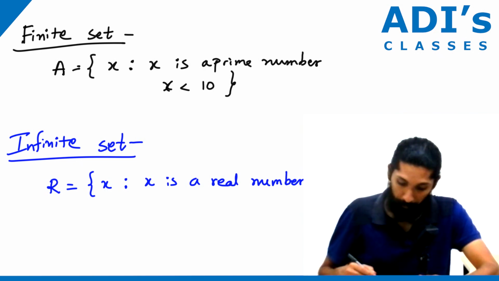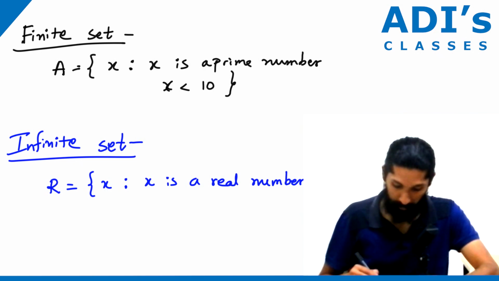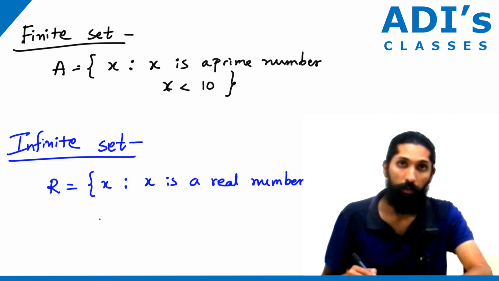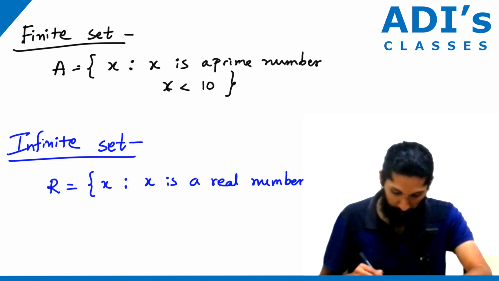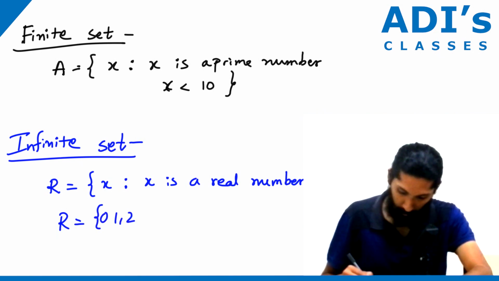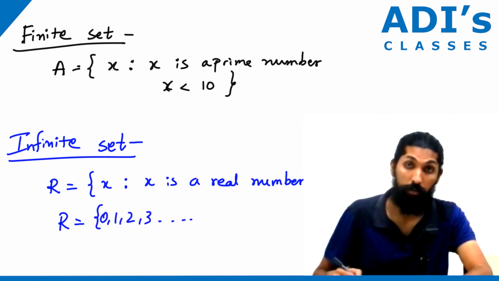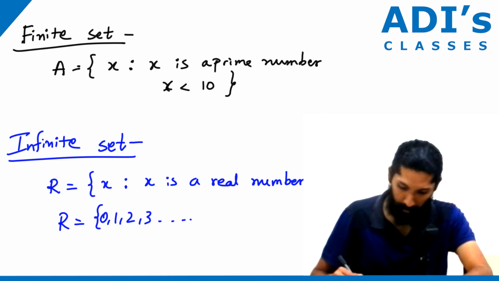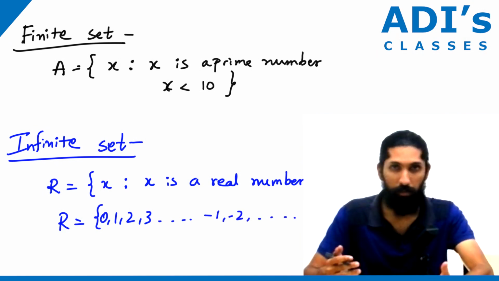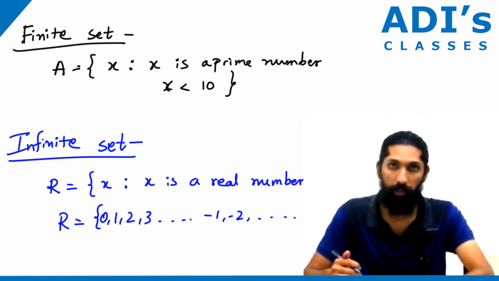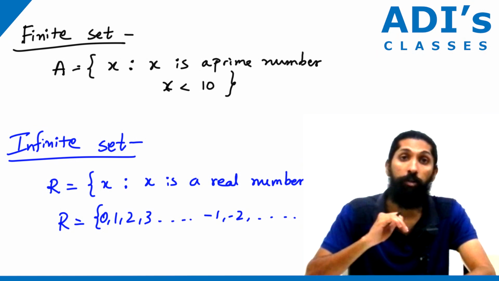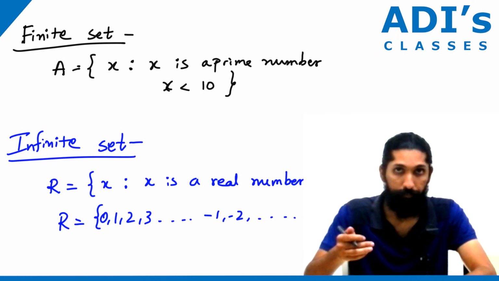Because, see, it's very hard to write something like this. Suppose I ask you, give me the numbers of the number line. It's very hard to write it this way: 0, 1, 2, 3. We also have negative terms. What will you write, -1, -2, -3, dot, dot? The presentation is not correct for this one. That's why, generally, infinite sets are not represented in the roster form.